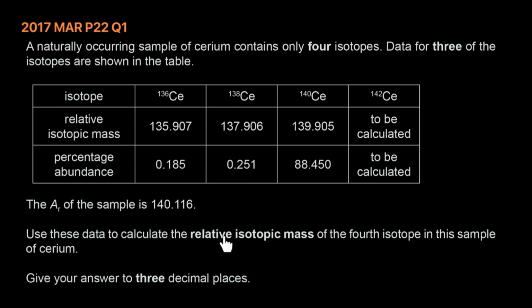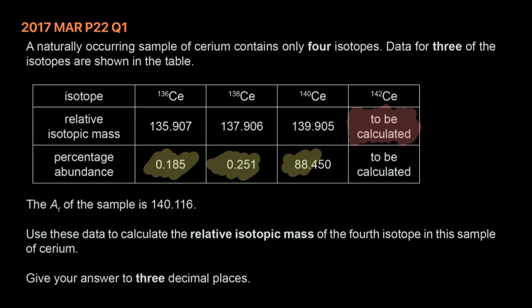So you've got to use this data to calculate first the relative isotopic mass of the sample. So this is the end goal. Now what you must realize is you cannot find this without first knowing the abundance, and what works for abundance is knowing that the percentage abundances should total, all of these 4 numbers that I'm highlighting now, have to add up to 100%. So basically 0.185, 0.251, 88.450, and the unknown y should equal 100.